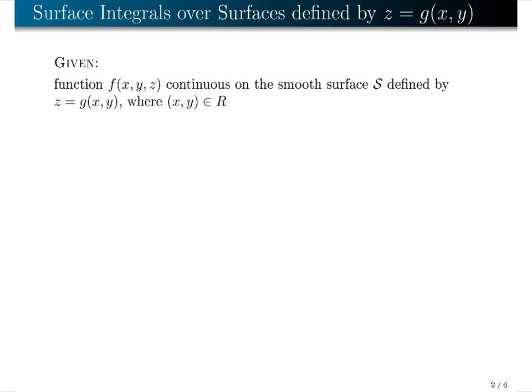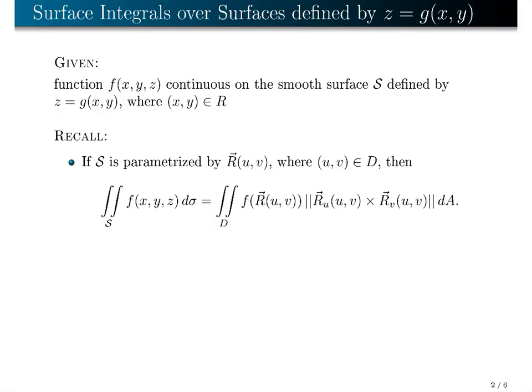Let's start. Suppose we have a function f of x, y, z that is continuous on the smooth surface S defined by the function z equals g of x, y, where (x, y) is in some region R. First, recall from the previous video that if S is parameterized by r of u, v, where (u, v) is in some region D, then the surface integral of f of x, y, z d sigma over the surface S can be expressed as a double integral over the region D of f of r of u, v, times the magnitude of r_u cross r_v, dA.